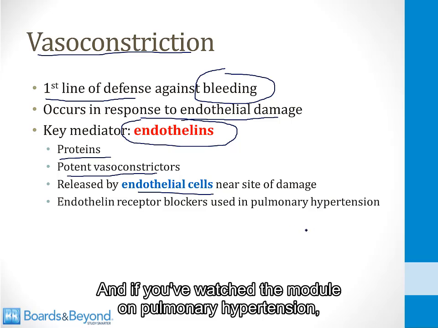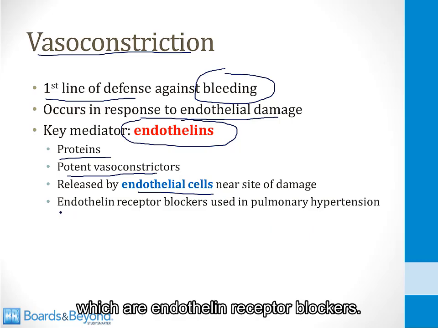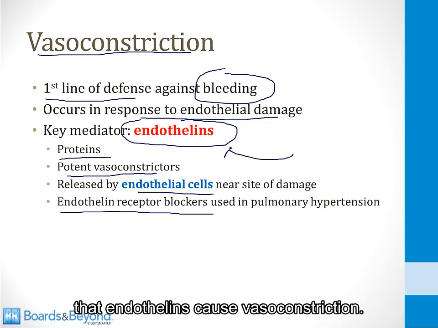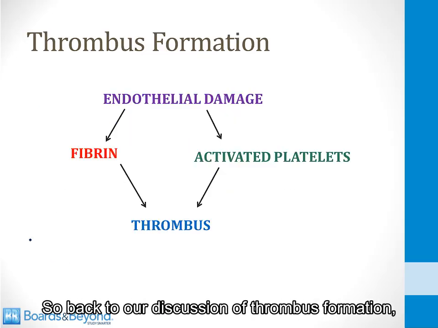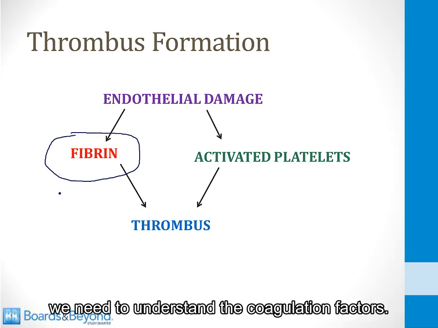And if you've watched the module on pulmonary hypertension, you know that there are drugs used in pulmonary hypertension which are endothelin receptor blockers. And this should make sense to you if you appreciate that endothelins cause vasoconstriction. So back to our discussion of thrombus formation, we're going to focus on how fibrin is formed by the body. And in order to understand this, we need to understand the coagulation factors.